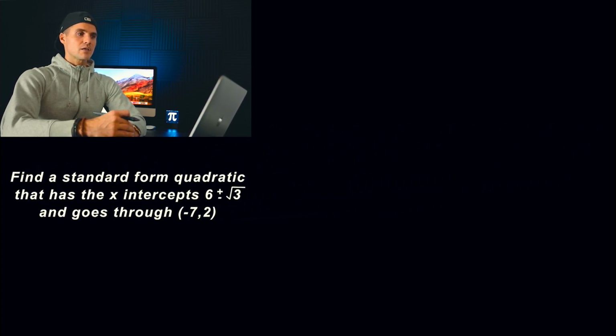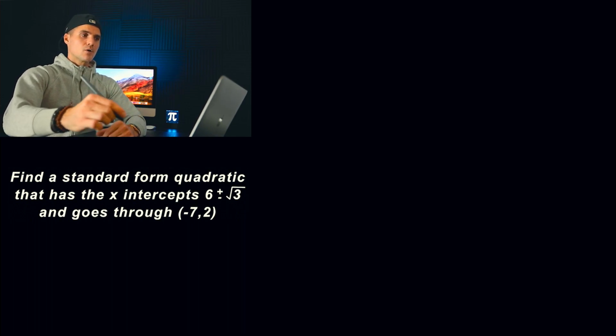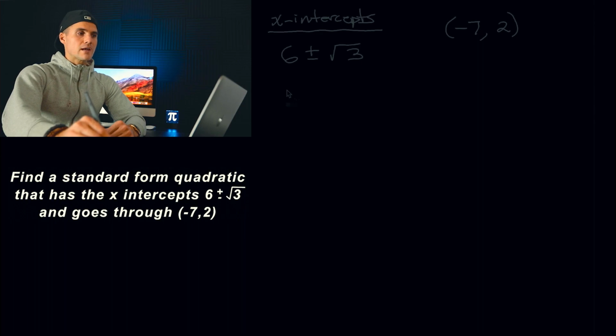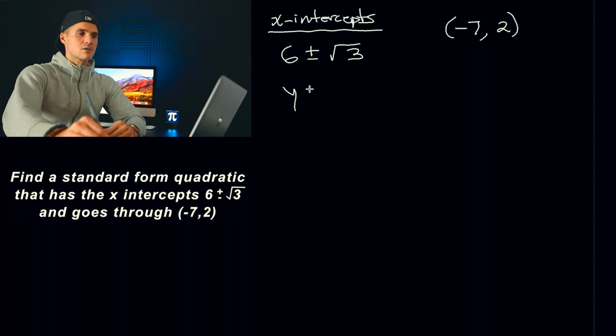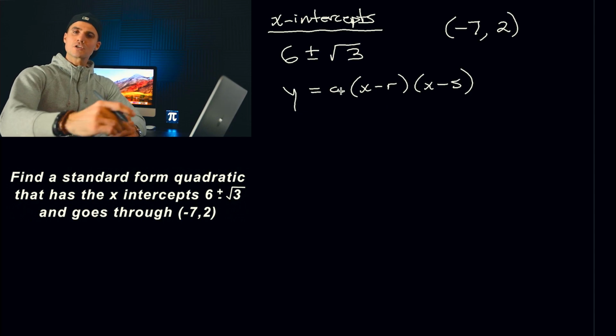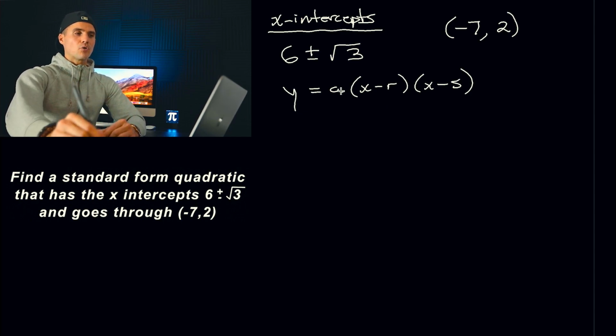Now, because we are given the x-intercepts here, we want to start off by creating this quadratic in factored form. I know they're asking for standard form, but once we get it in factored form, we could just expand at the end. That will give us the standard form. But because we're given x-intercepts, we want to start off creating this function with the factored form.